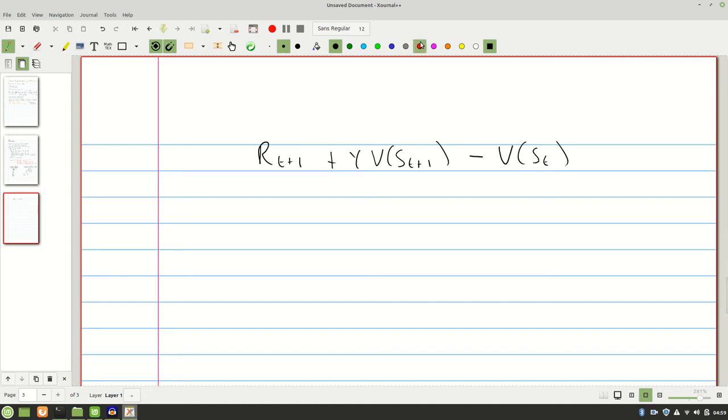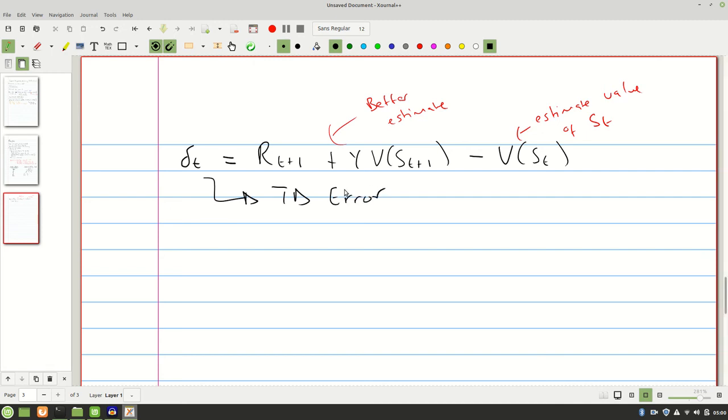One thing we can realize already is that this is just an estimated value of S_t, and we can think of it as some kind of target estimate. We're computing the difference between these two terms, and we can denote this by delta_t. This delta_t we call the TD error, the temporal difference error.